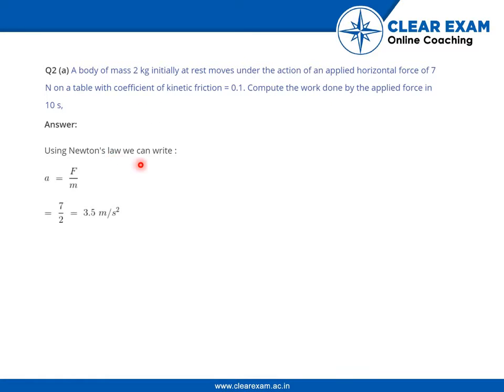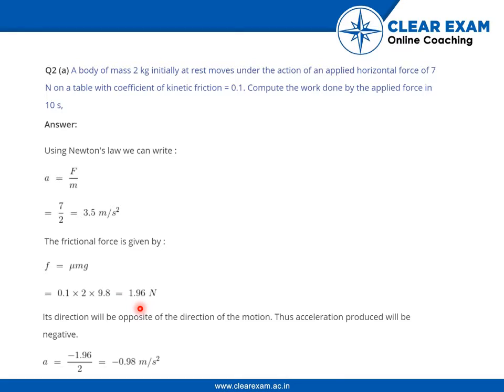So using Newton's law, we can write a equals F by m. Now the value of F is given as 7 Newton and the mass of the body is 2 kg. So putting those values, we get a to be 3.5 meter per second square. The frictional force is given by mu mg. Now the value of mu is 0.1, so the frictional force is 1.96 Newton.